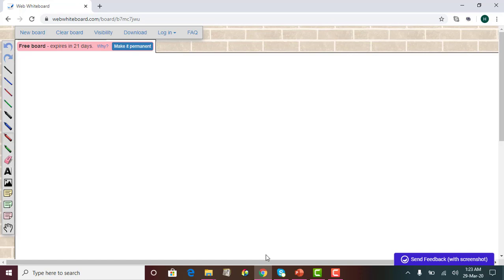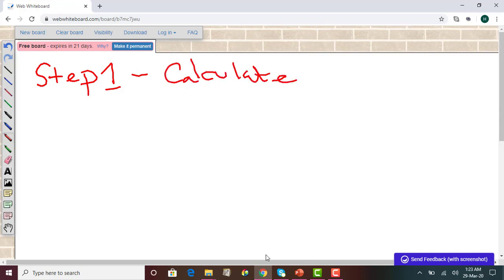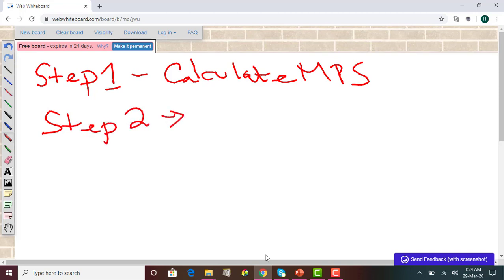Step one is to calculate MPS. So the first step is to calculate the marginal propensity to save. If you remember, just now we showed you what MPS means and how you can calculate marginal propensity to save. So that's the first step. And then step two is to calculate the multiplier. So by how much the multiplier will go up by.